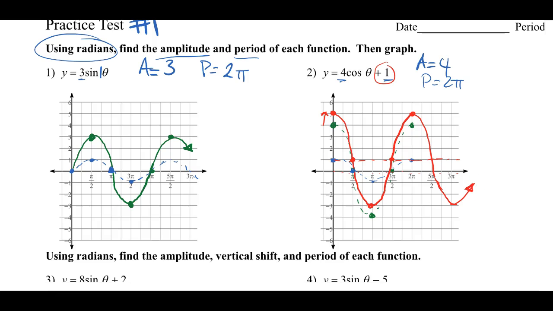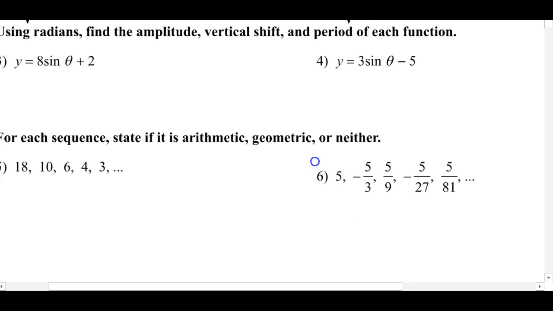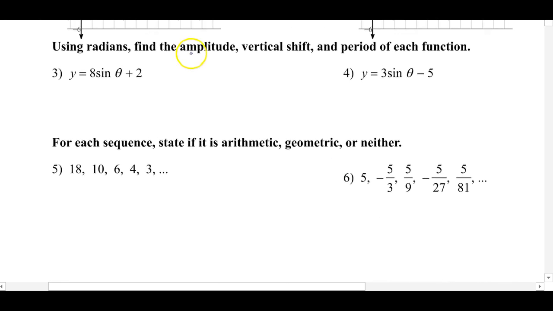Okay, now the next one. Okay, so now using radians, find the amplitude, vertical shift, and period. Amplitude, vertical shift, and period. So all we're given this time is an equation. So for amplitude, again, it's just the number that's in the front. So A equals 8. Okay, there's our amplitude. Now vertical shift. I'll just put VS. Vertical shift, again, comes from the number on the outside, so it's 2, or +2.